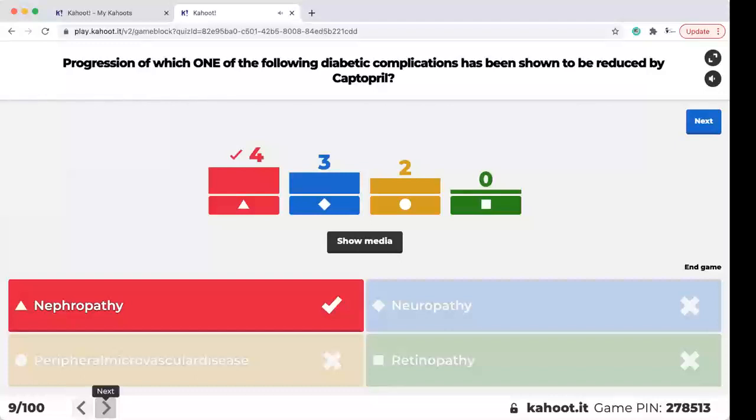Congratulations. So regarding the progression of which one of the diabetic complications has been shown to be reduced by captopril? Captopril is an ACE inhibitor, or angiotensin converting enzyme inhibitor, so it can be used for management of hypertension. Diabetic complications can cause nephropathy, peripheral vascular disease, neuropathy, and retinopathy. Which one of these is decreased by the antihypertensive effect of captopril? It is the nephropathy. That's the correct answer.